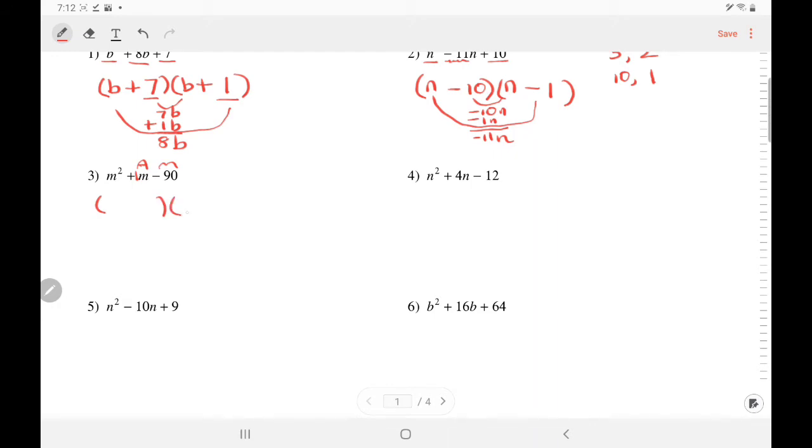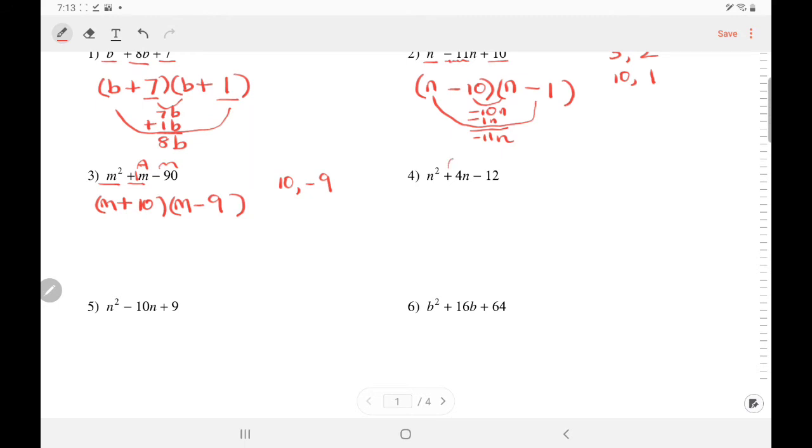Let's open our 2 parentheses. M times m would give us m squared. We have to choose 2 numbers to multiply to be negative 90, meaning they're opposites, 1 positive and 1 negative. Now, when you add a positive and a negative, you're going to end up subtracting, and we want to end up positive 1. So we know that 10 times negative 9 would give me negative 90, and it would add up to positive 1. So positive 10 and negative 9.